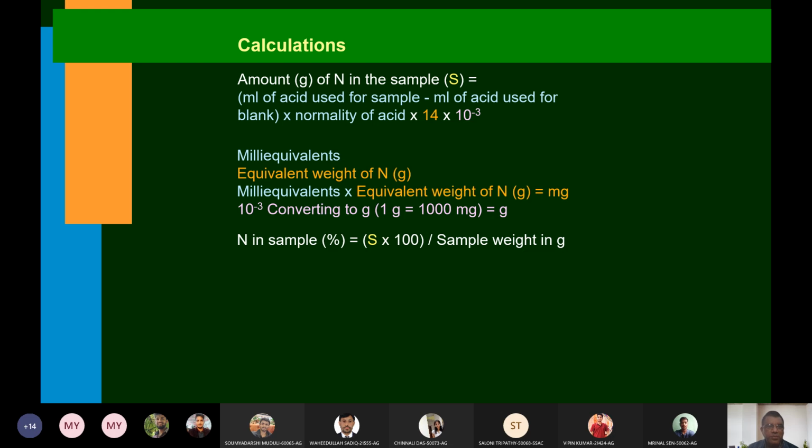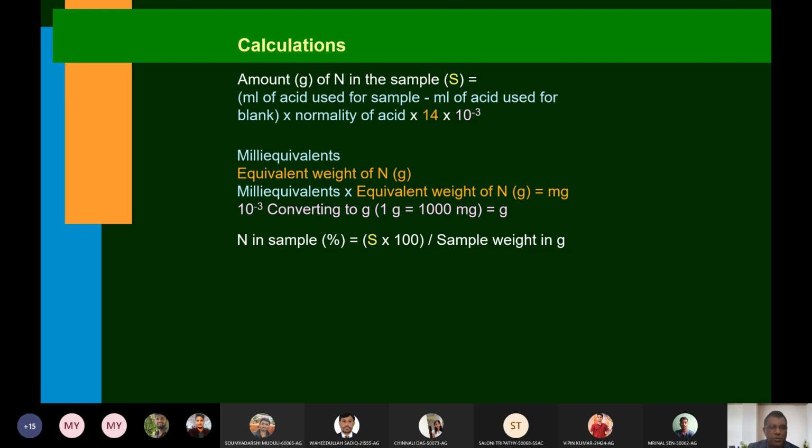I repeat, amount of nitrogen in the sample, which is represented by S, is ml of acid used for sample minus ml of acid used for blank, into normality, into 14, into 10 to the power minus 3. So you can subtract the blank reading from the sample reading, multiplied by normality. If you multiply the volume of the acid used by normality, you get milli-equivalents. These milli-equivalents multiplied by equivalent weight, which is 14 for nitrogen, give you milligram. And milligram divided by 1000, you get gram. So that many grams of nitrogen were there in the sample.